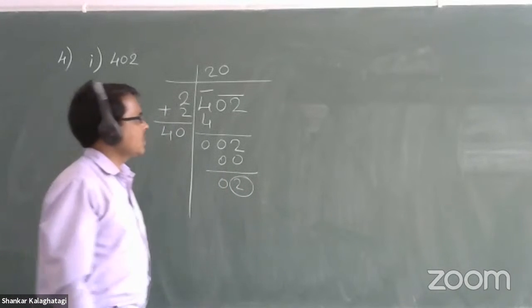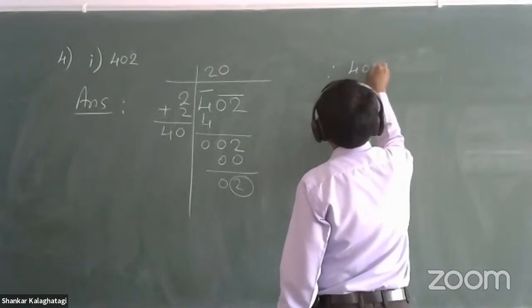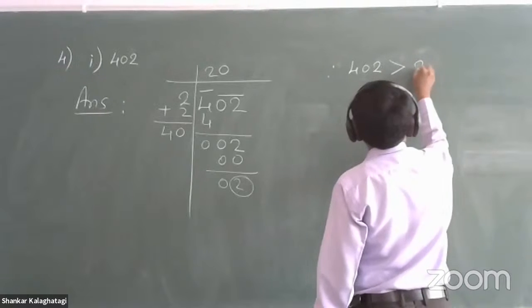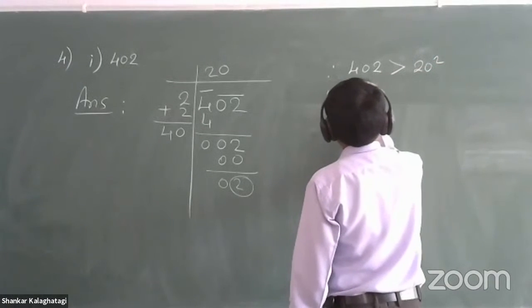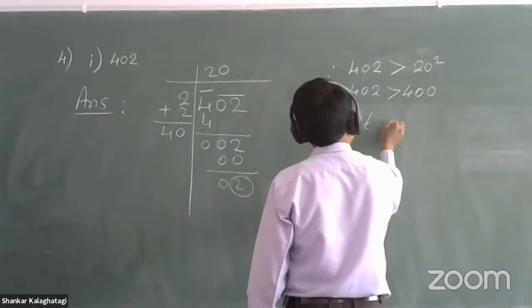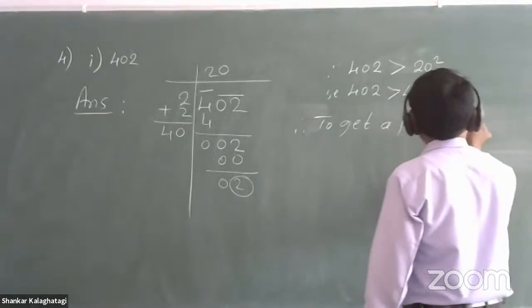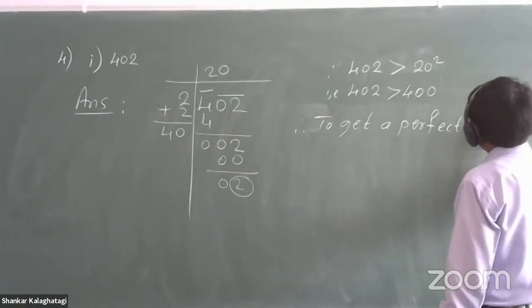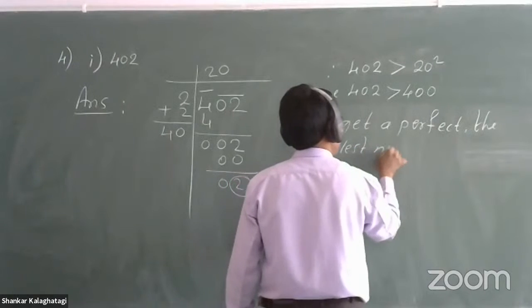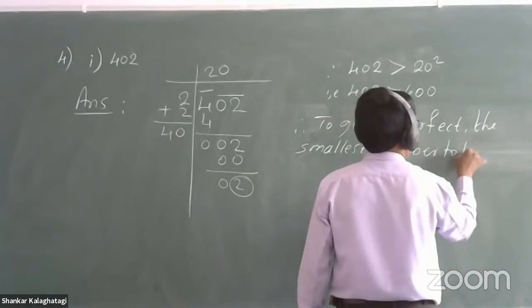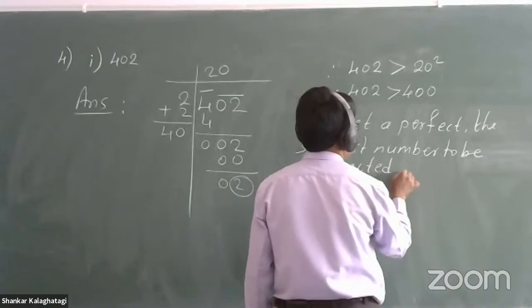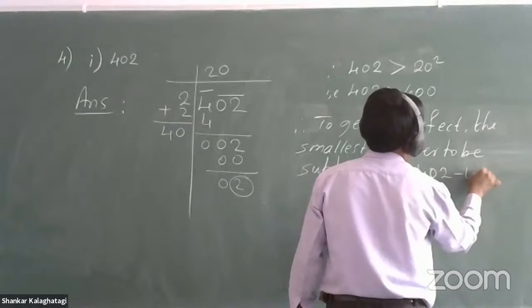Understanding? So now, therefore, 402 is greater. How much greater? 2 greater. 402 is greater than 20 square. That is, 402 is greater than 400. Therefore, to get a perfect square, the smallest number to be subtracted is how much? 402 minus 400. That is equal to 2.